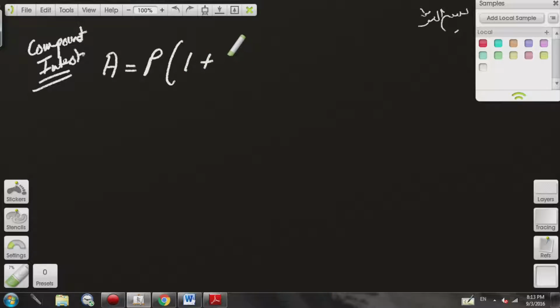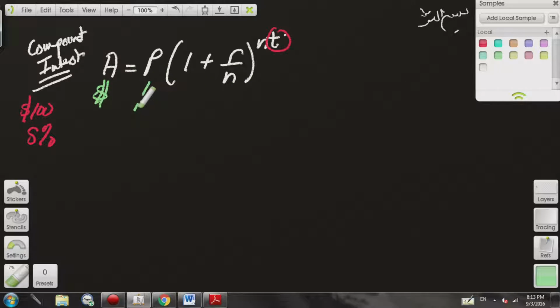In this compound interest formula, A is the amount of money somebody has in the bank. Let's say somebody puts $100 in the bank and the interest rate is 5%. A is the amount of money they'll have after 2 years, 3 years, 4 years, 5 years, whatever t is going to be. A is the amount of money a person has after a certain amount of time t. P is the initial amount. The rate here is the interest rate. And n is how often the interest is calculated, and t is the time.